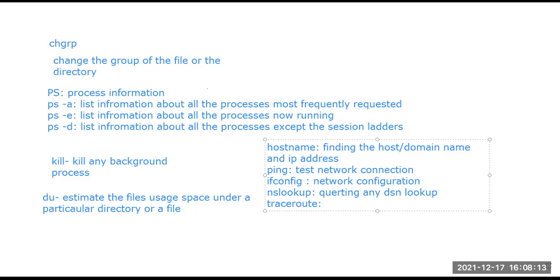We have talked about this previously also, that the commands are very important for working in the Linux environment. Without even a single one of these commands, we cannot work properly. So we need to remember the commands very clearly to get the idea. Okay, so that is as far as we are going to discuss here.